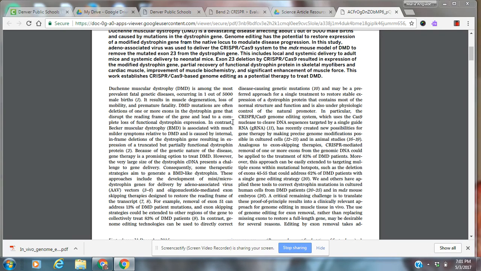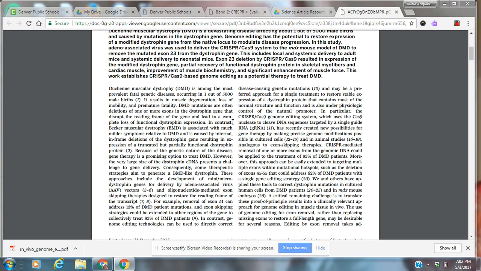For example, removal of exon 51 can address 13% of DMD patient mutations, and exon skipping strategies could be extended to other regions of the gene to collectively treat 83% of DMD patients. In contrast, genome editing technologies can be used to directly correct disease-causing genetic mutations and may be a preferred approach for a single treatment to restore stable expression of a dystrophin protein that contains most of the normal structure and function and is also under physiologic control of the natural promoter.